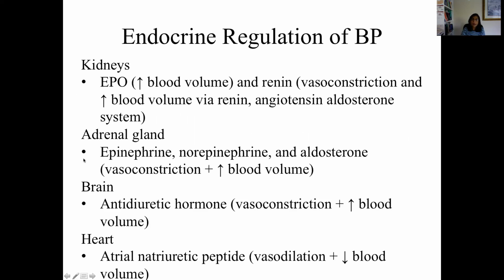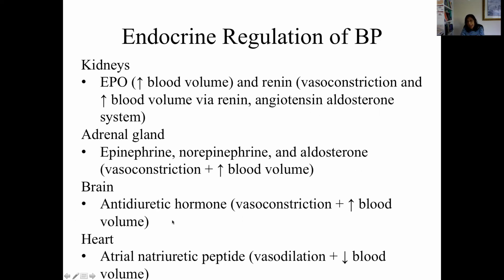Adrenal gland, epinephrine, norepinephrine, and aldosterone are the three key hormones you want to talk about. Epinephrine and norepinephrine are the ones that cause vasoconstriction via the activation of the sympathetic system. The sympathetic system uses the release of epinephrine and norepinephrine, and that's how it causes vasoconstriction. Aldosterone acts through the renin-angiotensin-aldosterone system.